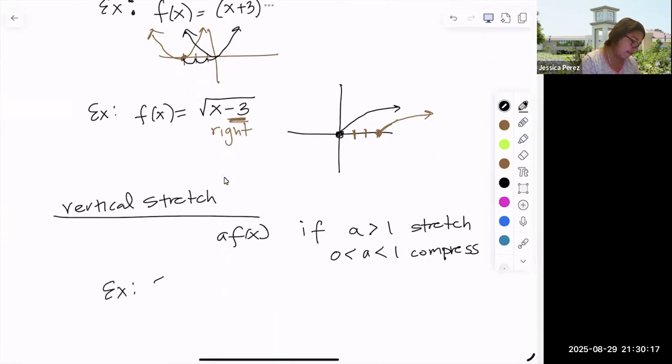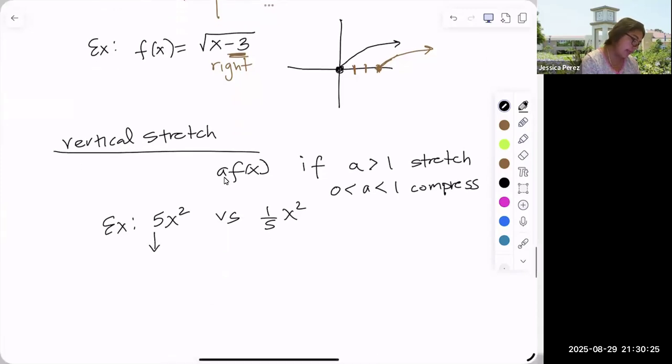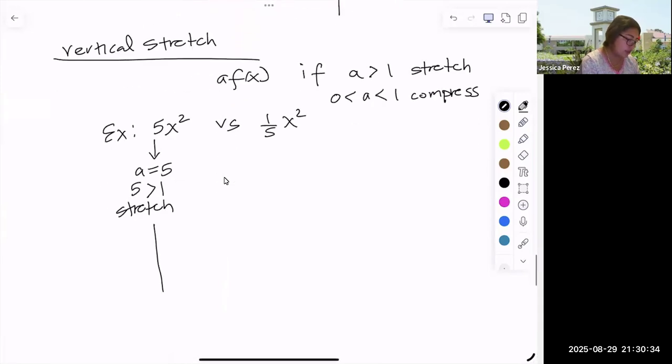If I have 5x squared versus 1/5 x squared. Here, a is equal to 5. That means 5 is greater than 1, and it's going to be a vertical stretch. So it's going to go faster to infinity. Here we have our normal x squared. My 5x squared, you can play around with your calculator, you're going to vertically stretch.